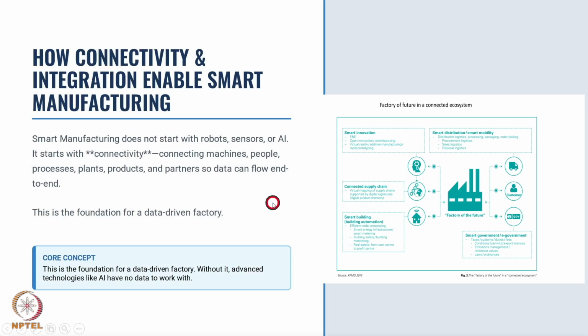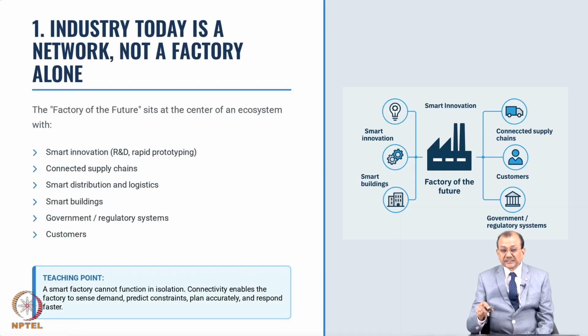So this is a fundamental requirement for smart manufacturing. The connectivity has to be established, connecting machines, people, process, plant, product and partners. We will see further how this concept can be explored and established. Industry today is a network, not a factory.